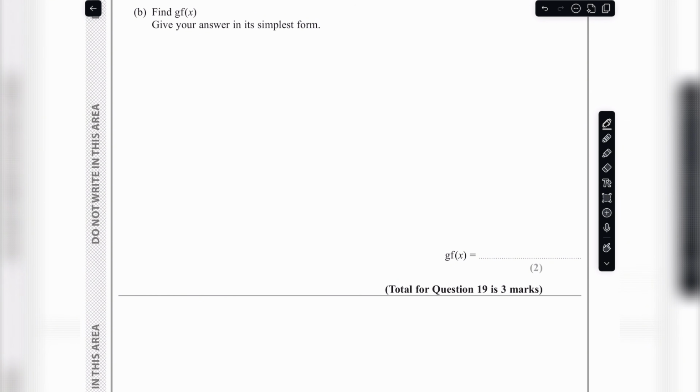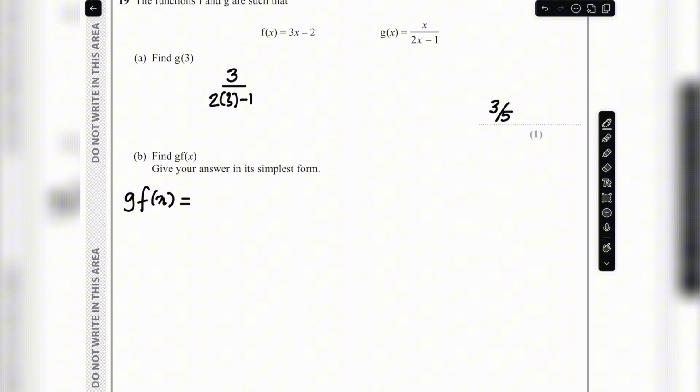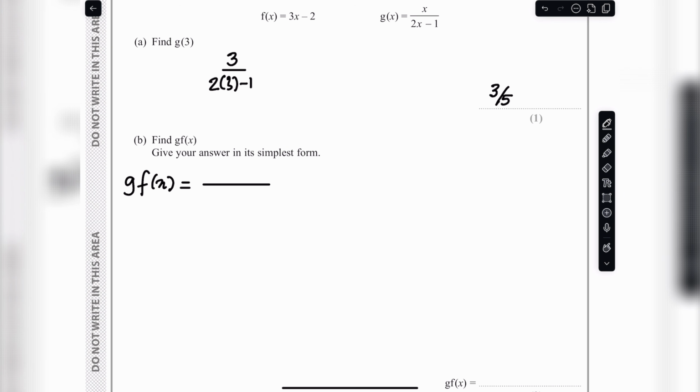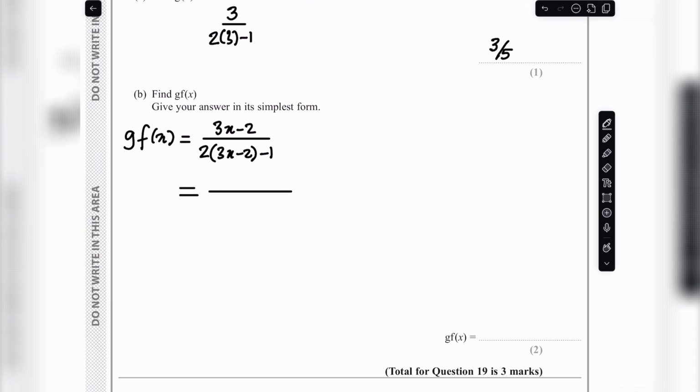In the final part of this question, we are told to find g f of x and to give our answer in its simplest form. So g f of x can be determined by substituting the function f of x into the function g. So where I have x in g of x, I'm going to replace it with 3x minus 2. So I have 3x minus 2 divided by 2 times 3x minus 2 minus 1. And that simplifies to 3x minus 2 over 6x minus 4 minus 1. And so the final answer is 3x minus 2 all over 6x minus 5.